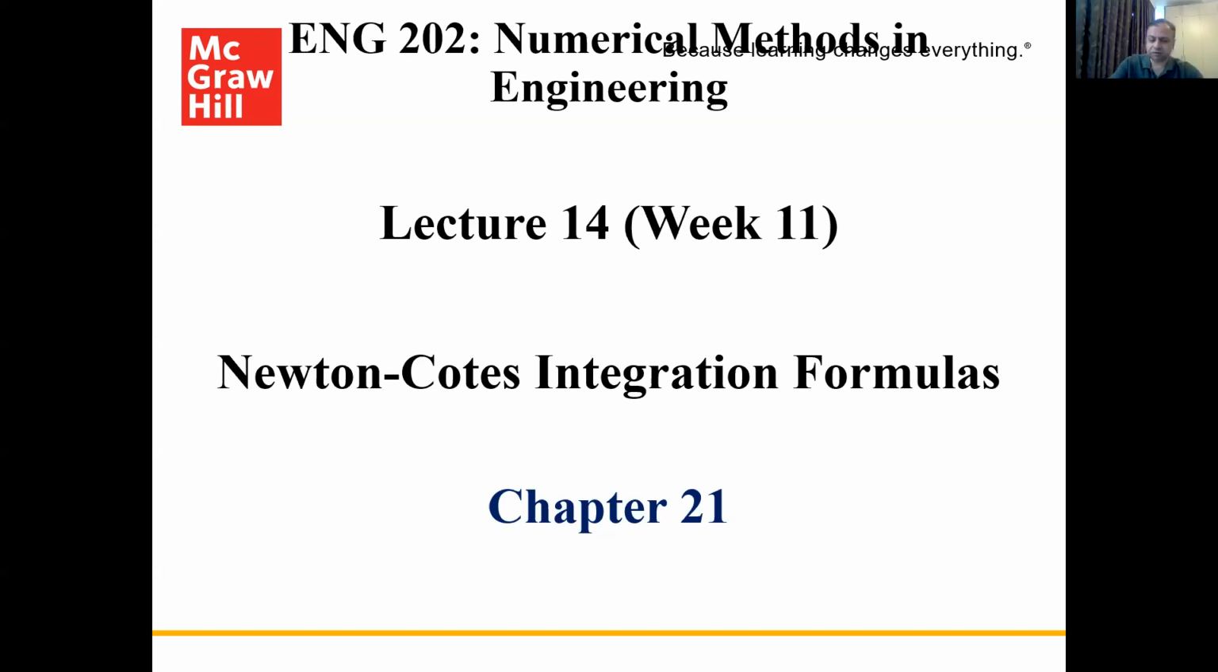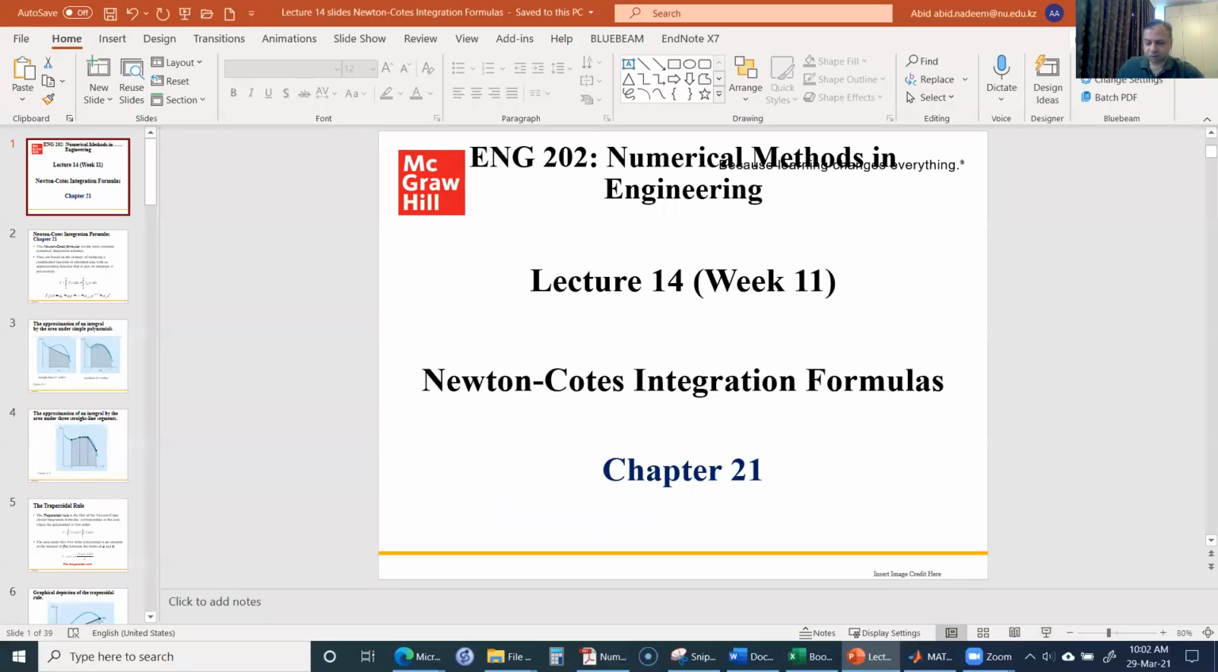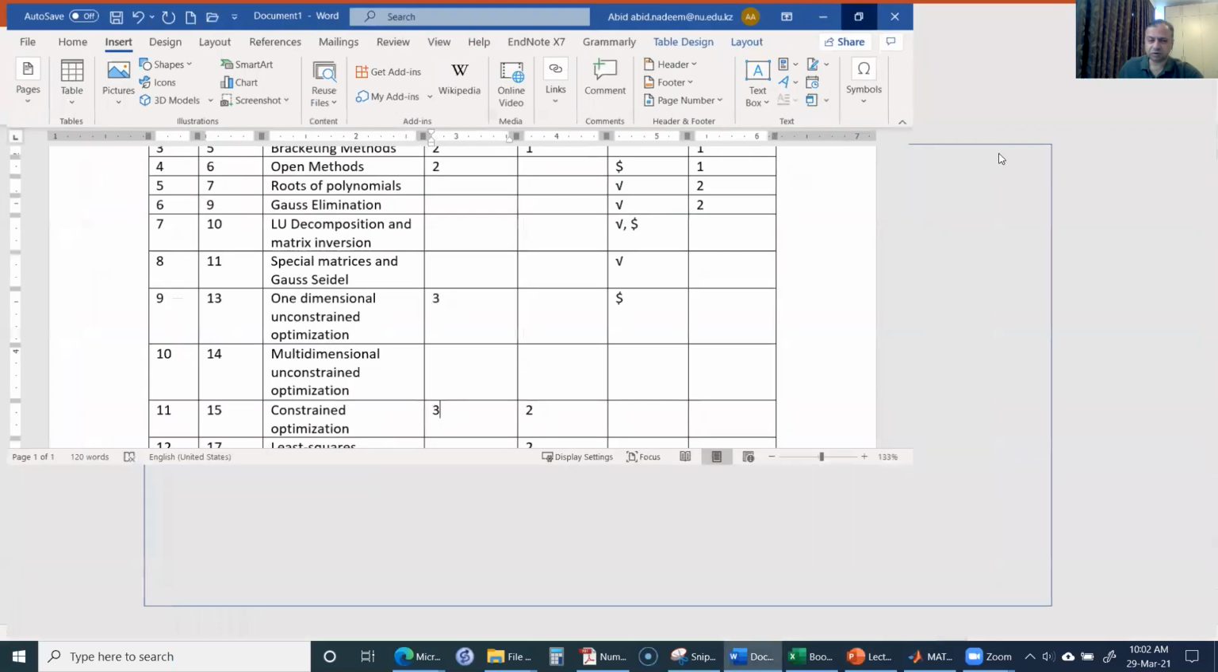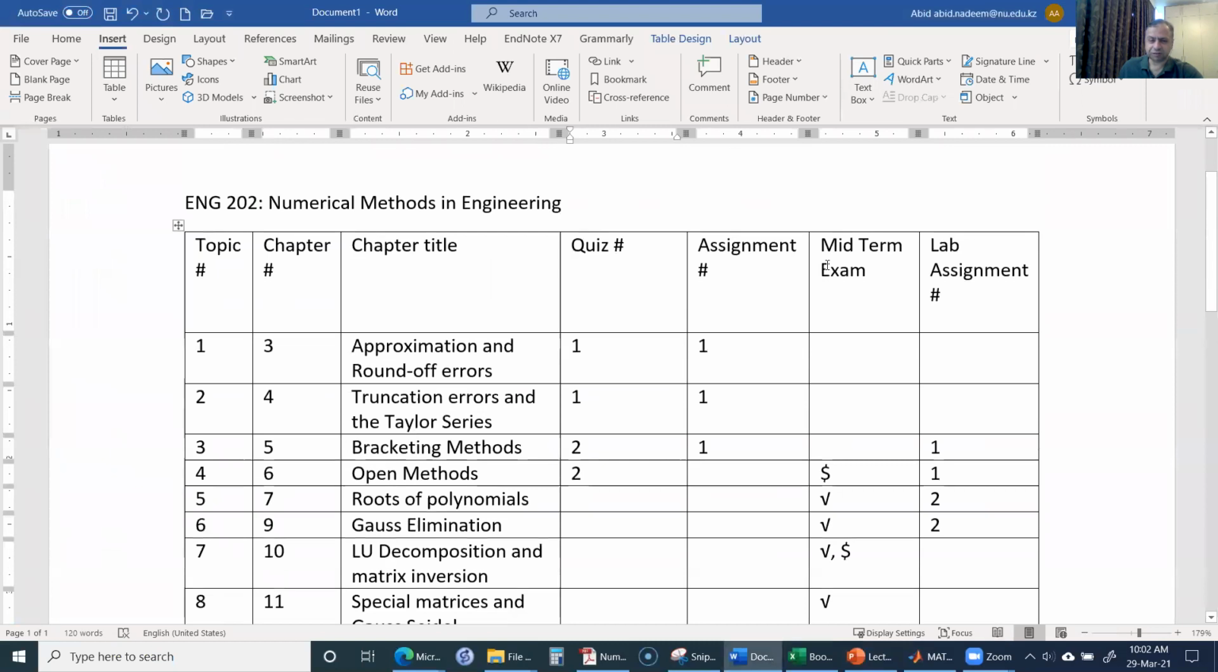So this is chapter 1 of the textbook. Okay, before starting chapter 1 of the textbook, let me show you a brief overview of what we have done in this course so far. I have prepared a table, and in this table you can see what topics we have studied up to now, what topics we are going to study later on, and for which topic what type of assessment we have been given.